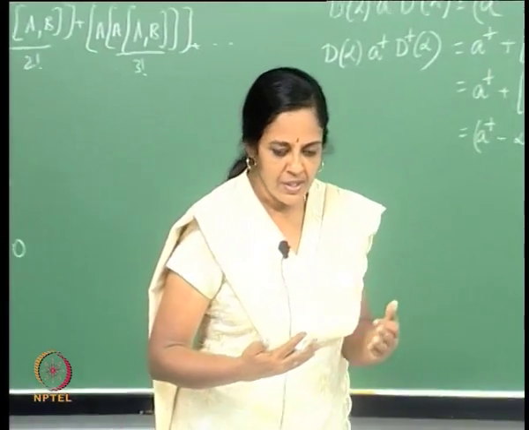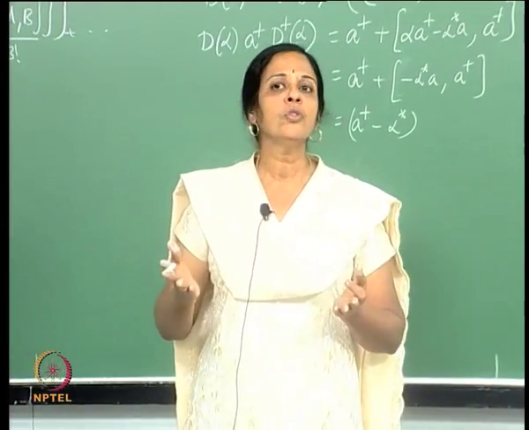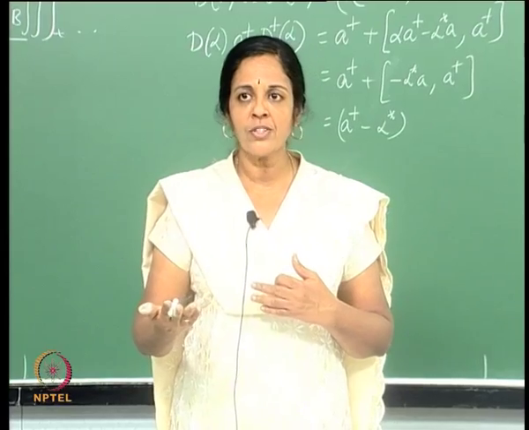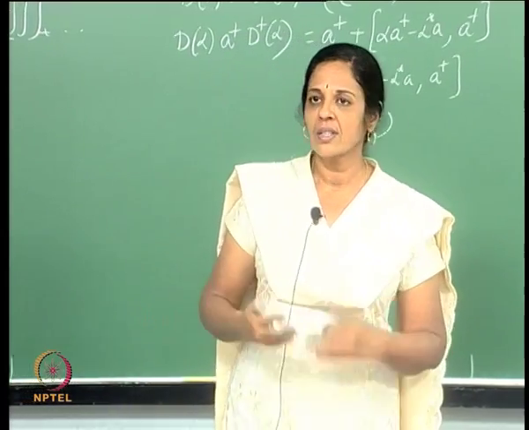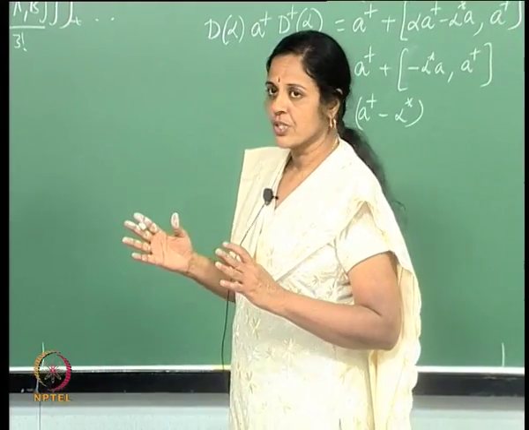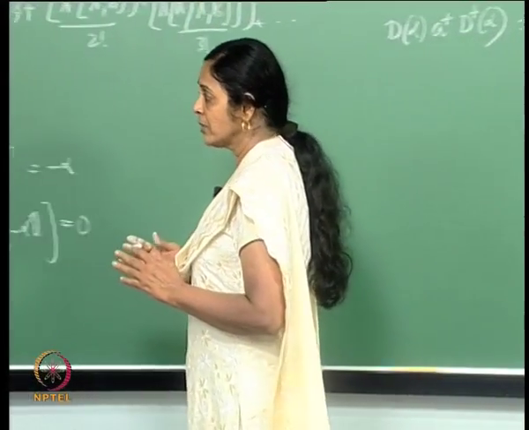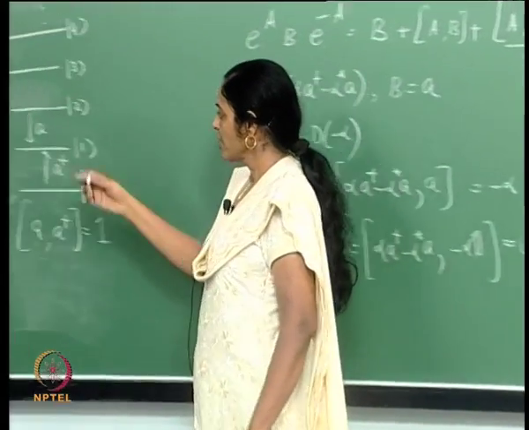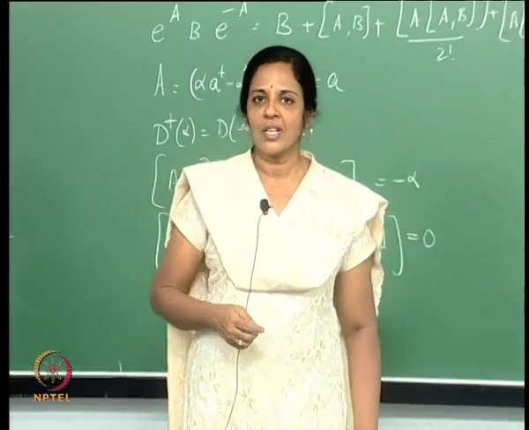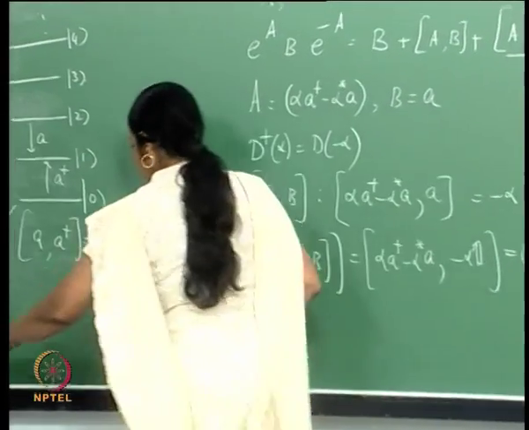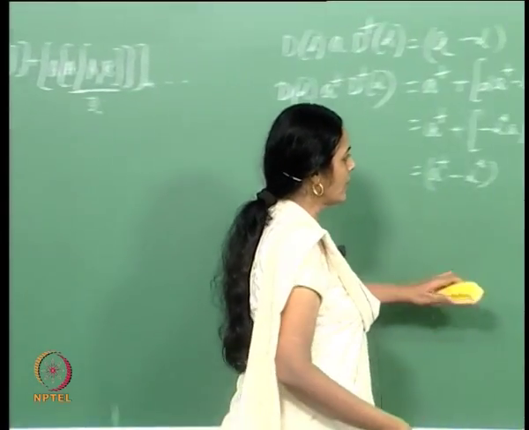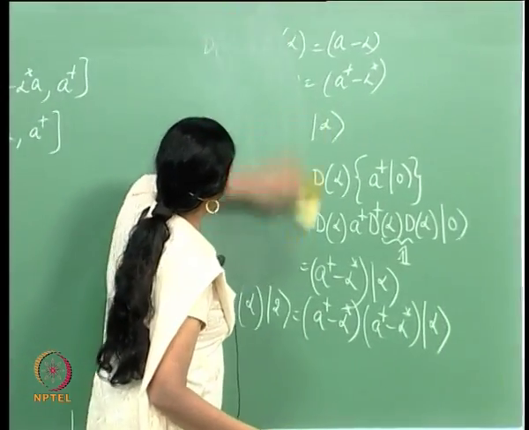The new basis set is also mutually orthogonal, and all are normalized to 1, each state in the new basis set, as was the old basis set. The whole transformation on the operators and on the basis set has been brought about by this particular unitary operator D of alpha. While we are at it, it is good to list out another property of D of alpha.